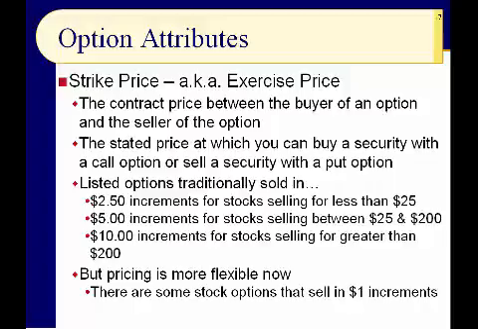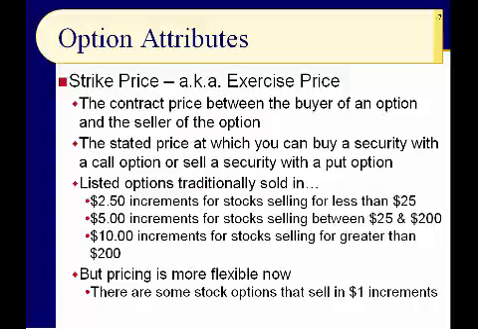Slide number 17, the strike price, the exercise price. This is the contract price between the buyer of the option and the seller of the option. Remember, the seller is also called the maker or the writer of the option because these are contracts. And we've agreed on the price at which we will exercise the option. If it gets exercised, it doesn't have to get exercised.